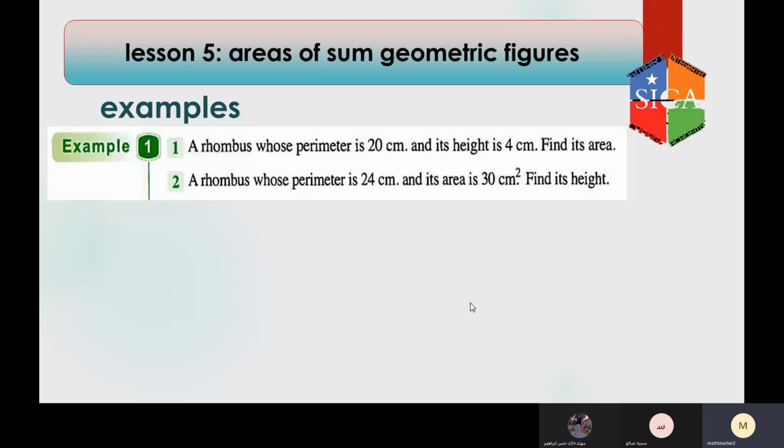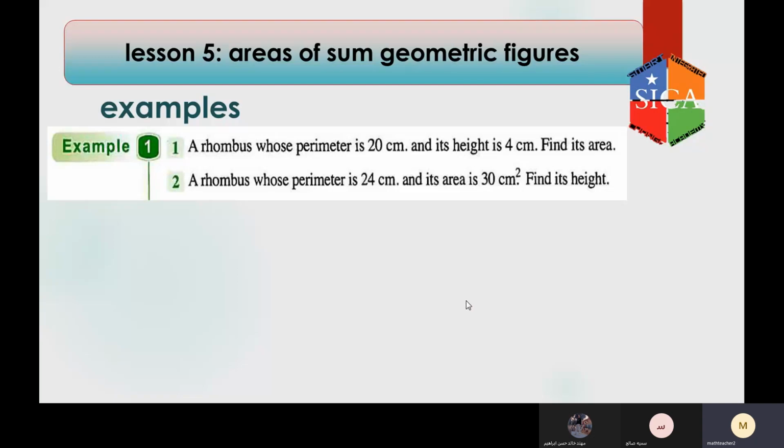Okay. The rhombus has 4 equal sides. Then to get the side length, we divide the diameter by 4. 20 divided by 4 equals 5. Then the side length equals 5. The area of the rhombus equals side length times height. We have the height 4. Then the area equals 4 times 5 equals 20.